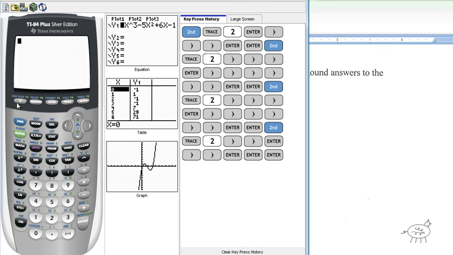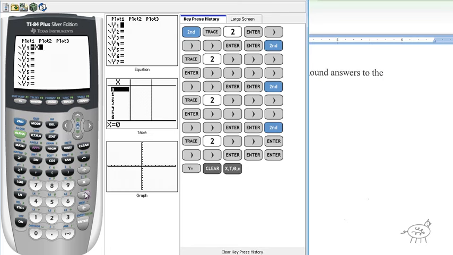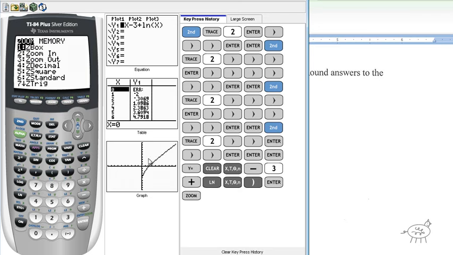Our next problem is x minus 3 plus natural log of x. So let's do that one. Clear this out of here. X minus 3 plus natural log of x. I like to close my parentheses, make sure everything's nice and clean. Enter, and we're going to do zoom. You can even see what the graph is going to look like here. Okay, so zoom 6.